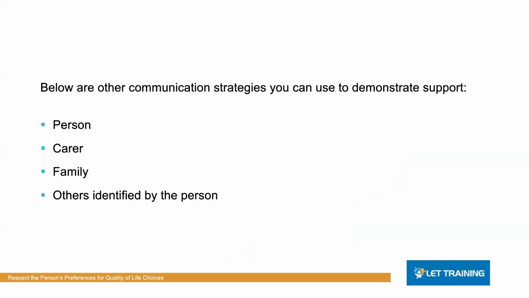Below are other communication strategies you can use to demonstrate support. For the person, politely ask whether they need assistance with a task or not. For the carer, set one-to-one meetings to share services and resources for self-care. For family, regularly check in with them to see how they are doing through consultations, quick messages, or simple phone calls. For others identified by the person, show consideration of any suggestions or feedback they share by actively listening to them and noting all of these down.